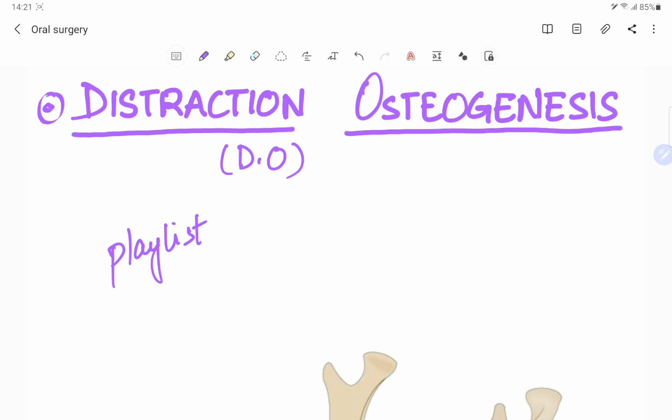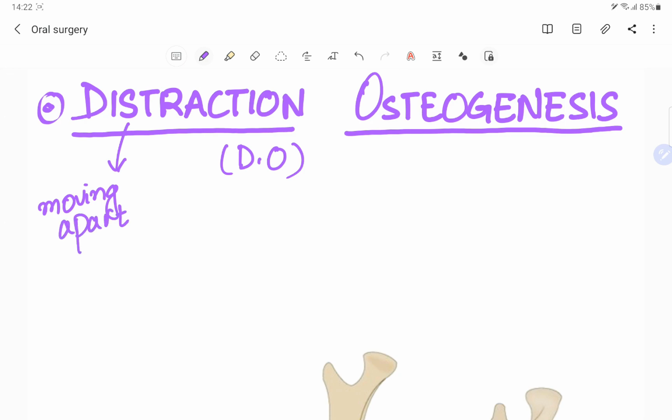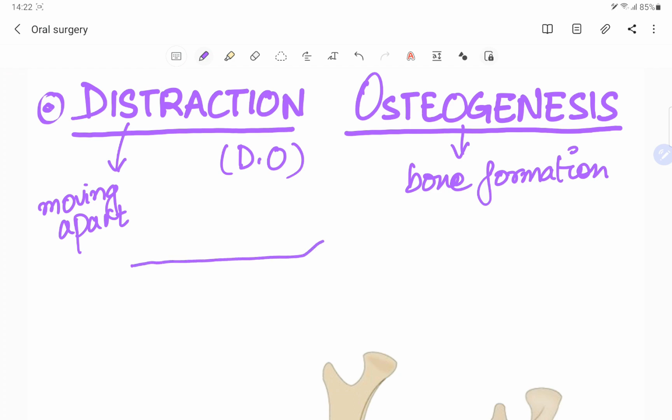So let's get started with today's topic, which is distraction osteogenesis. As the name suggests, what do we mean by the term distraction? Distraction means moving two things apart, and osteogenesis means bone formation. So basically it is a method of forming new bone, not by a bone graft, but rather using the previous bone itself. Suppose this is a bone we have and we want to increase the length of this bone. How do we do it?